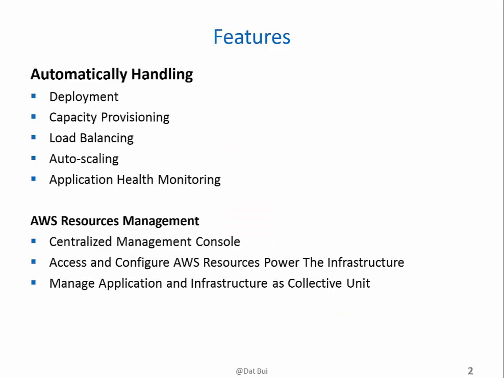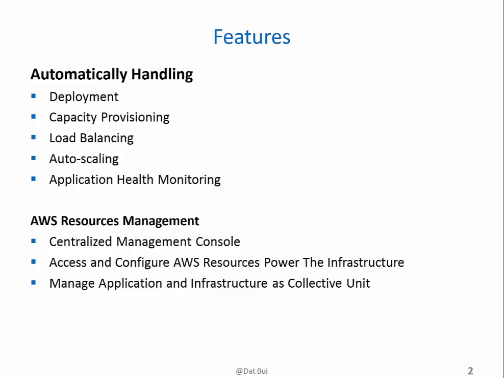Amazon Web Services Elastic Beanstalk provides the platform as a service capability for web applications. Once an application is uploaded to Elastic Beanstalk, it automatically handles deployment, capacity provisioning, load balancing, auto scaling, and performs application health monitoring.